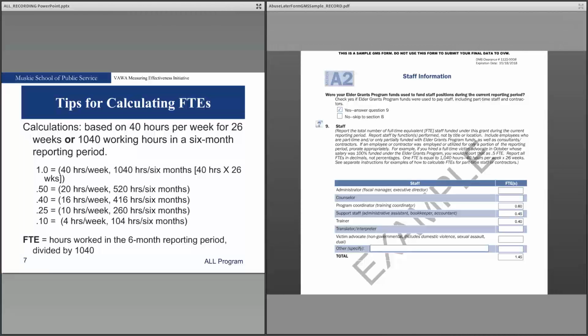Just as 0.10 FTEs is equivalent to 4 hours a week, or a total of 104 hours worked over the entire 6-month reporting period. Here is a cheat sheet which allows you to simply take the total number of hours worked in a particular category and divide it by 1,040, the total number of hours in the 6-month reporting period, to get your appropriate FTE. And again, remember to round to the second decimal.